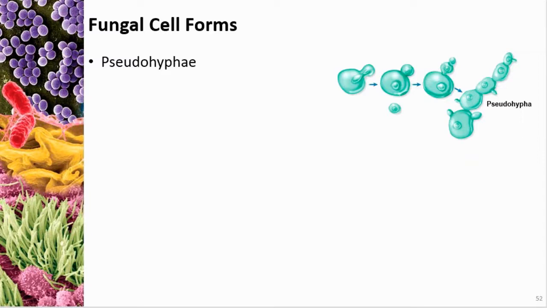There are also these things called pseudohyphae. Pseudohyphae look like hyphae. That's what pseudo means, false. But they're not. Instead of being a filament, they're actually chains of yeast cells that once you look closely, you can see that they're actually not a filament, but just a long chain of these yeast cells.